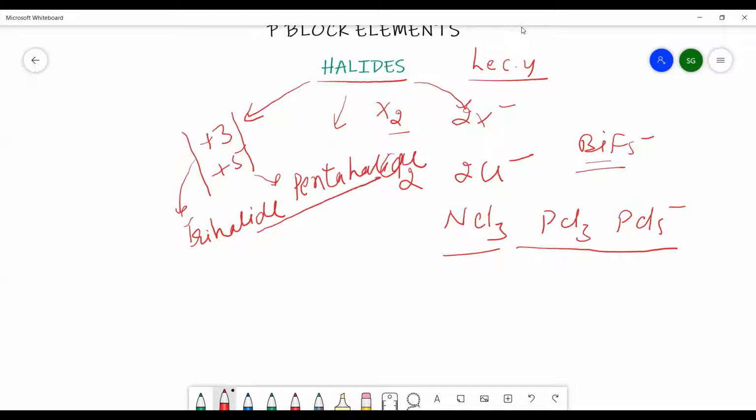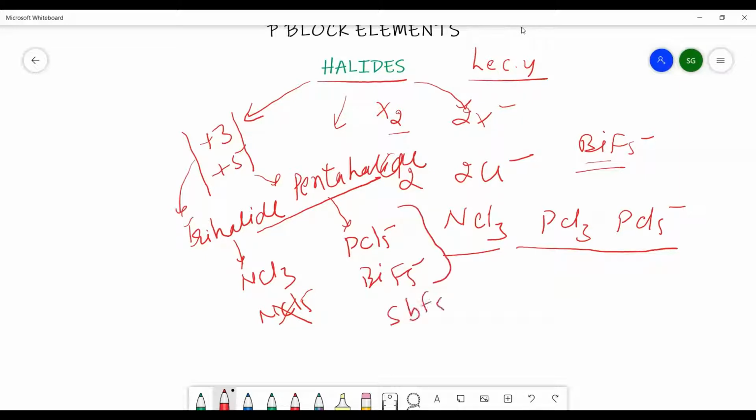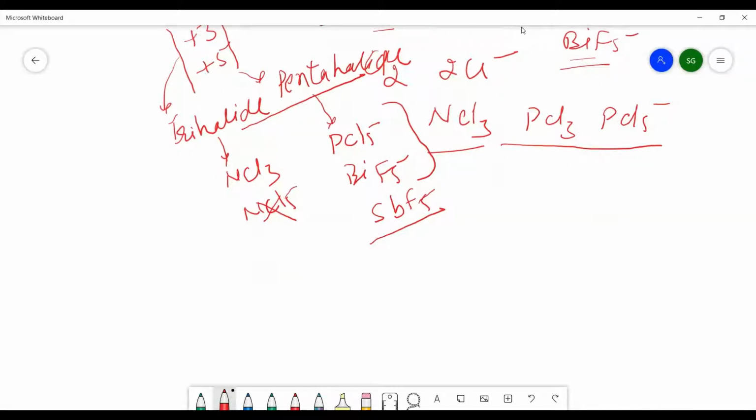You have already done that nitrogen has a tendency to form the trihalide, but not the pentahalide. You know the reason well. In pentahalides you have PCl5, BiF5, SbF5; these types of compounds are possible. Here, the oxidation state of the central atom is +5, and the oxidation state of the central atom in trihalide is +3. Now you can easily understand the stability of trihalide and pentahalide.